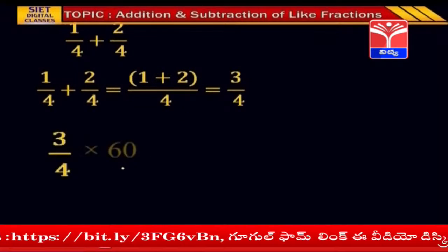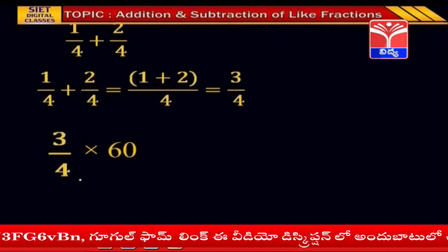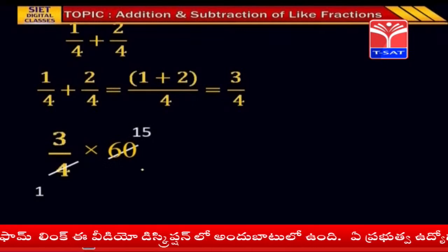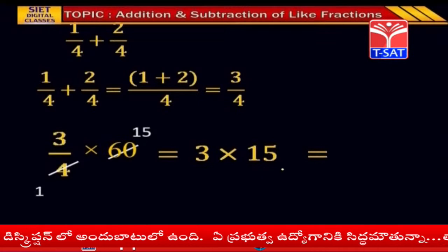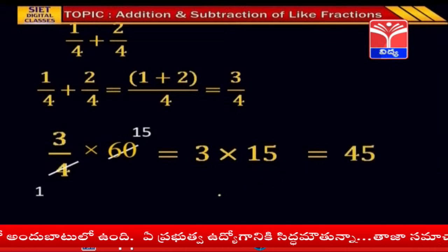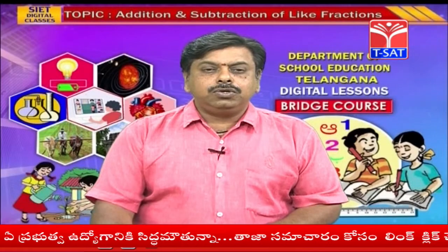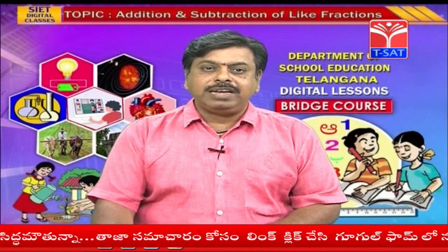So 3/4 into 60, that means 3/4 of 60 rupees. So 4 ones are 4, 4 15s are 60. So we have 3 into 15, that means the product of 3 into 15, 45. They both spent ₹45 together. Students, let us solve some addition problems of like fractions.